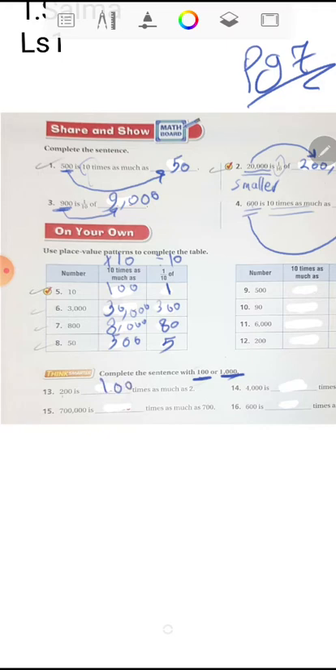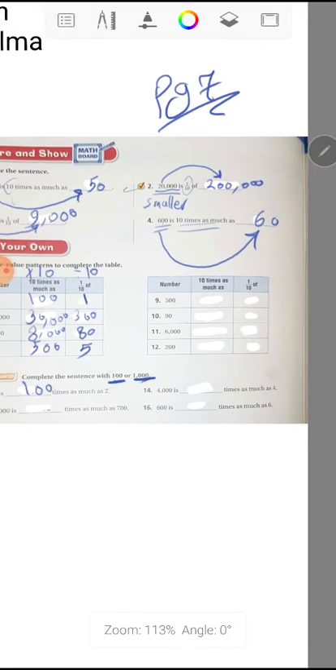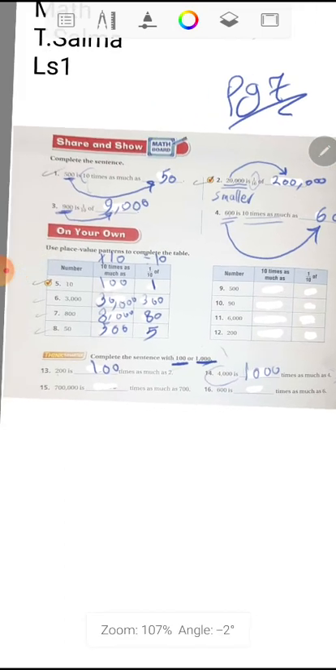Okay. Number 14. 4,000 is a missing number times as much as 4. The difference between the zeros. Okay, there are no zeros right here in 4. There are 3 zeros in 4,000. So the difference between them is 3 zeros. 3 zeros means 1,000.